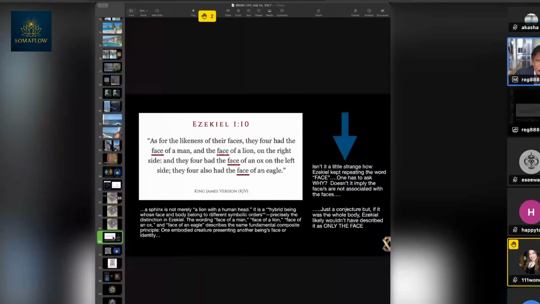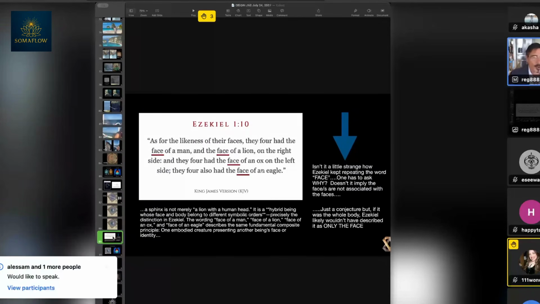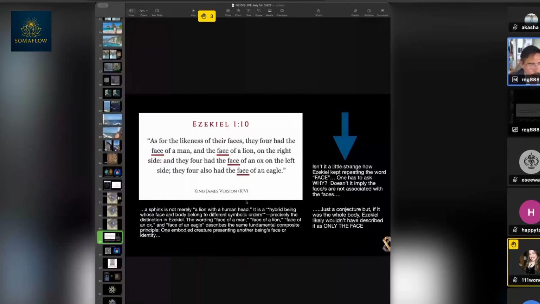And this is bringing new life to an old verse in the King James Version of the Bible. As for the likeness of their faces, they four had the face of a man, the face of a lion on the right side, and the four had the face of an ox on the left side. And they also had the face of an eagle. This is also the reference to the Ark of the Covenant.